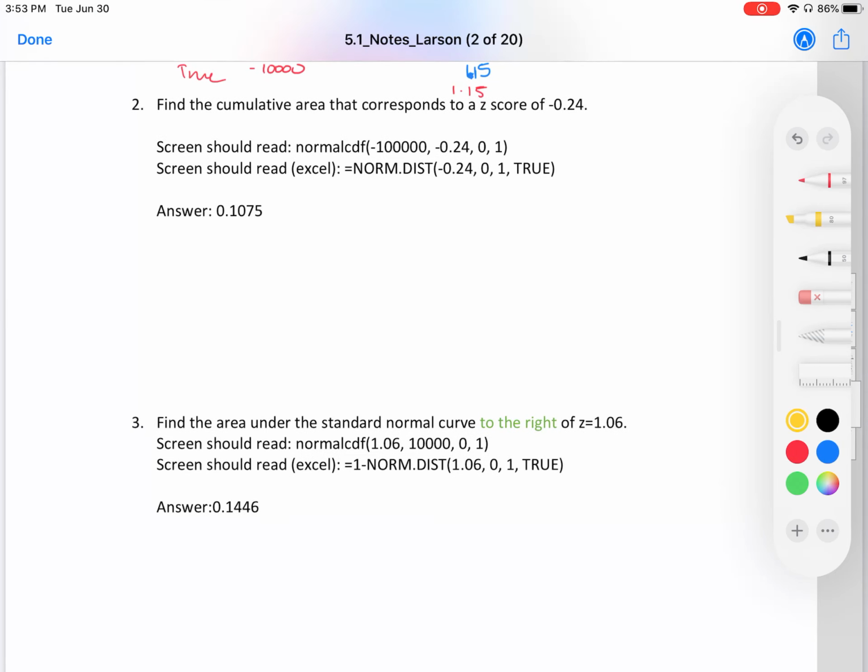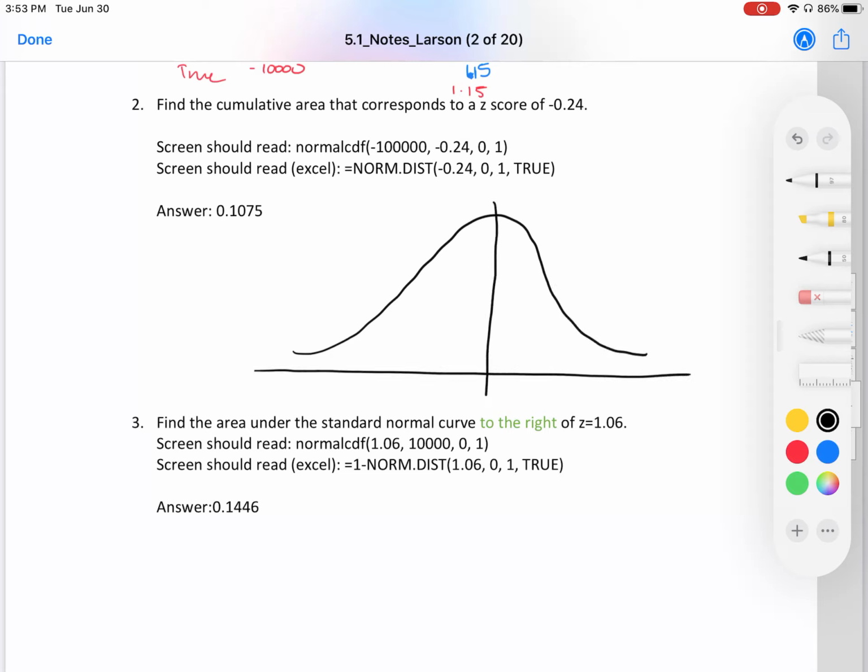2. Find the cumulative area that corresponds to a z-score of negative 0.24. All right, so let's draw our bell-shaped curve. We know at the center, at the height of our bell shape, we have a mean of 0. And to the left, I have my negative numbers, and to the right, I have my positive. The number I'm working with this time is a z-score of negative 0.24.